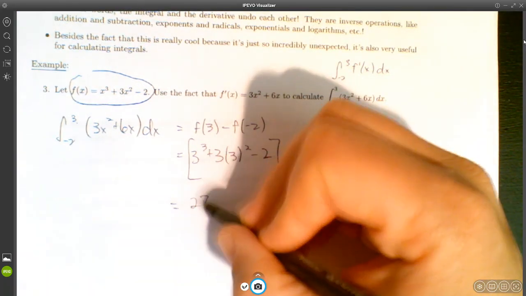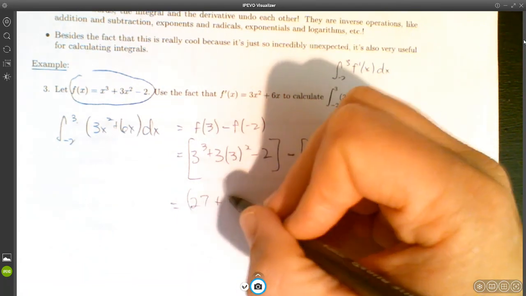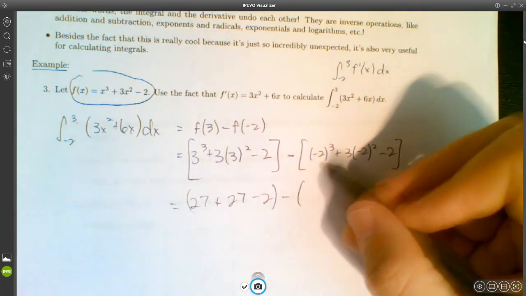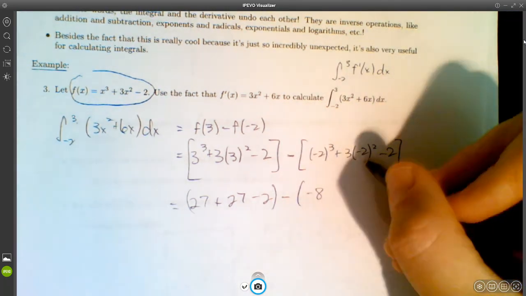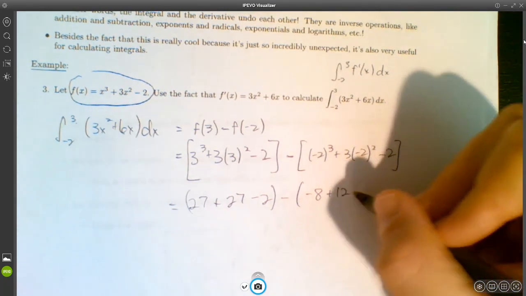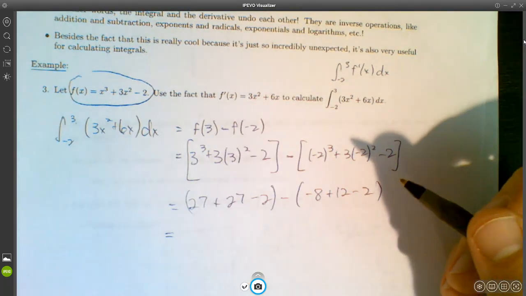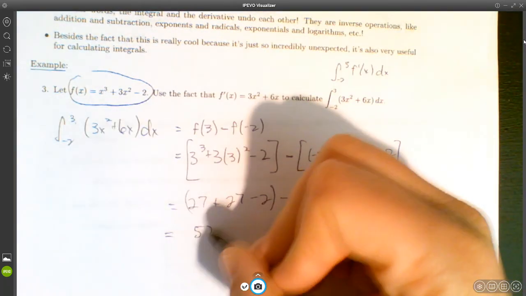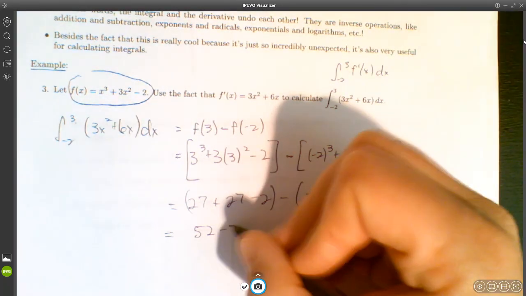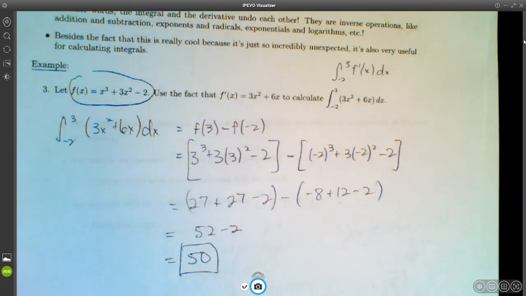So this is 27, plus 3 squared is 9, and 9 times 3 is 27 again, minus 2. Negative 2 cubed is negative 8. Negative 2 squared is positive 4, times 3 is 12, minus 2. So we've got 27 plus 27 is 54, and 54 minus 2 is 52. Negative 8 plus 12 is 4, and 4 minus 2 is 2. So we've got 52 minus 2, which is just 50. So that's that integral.